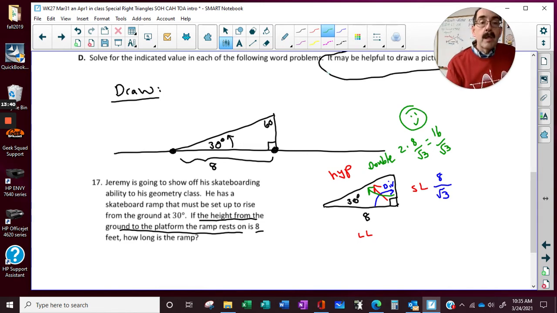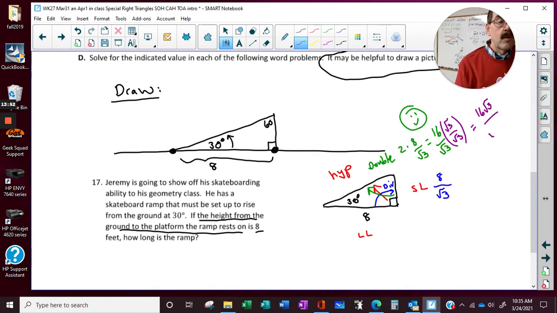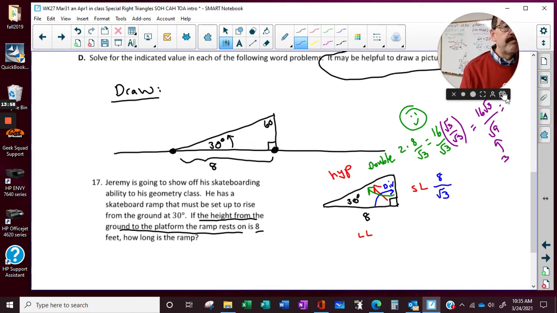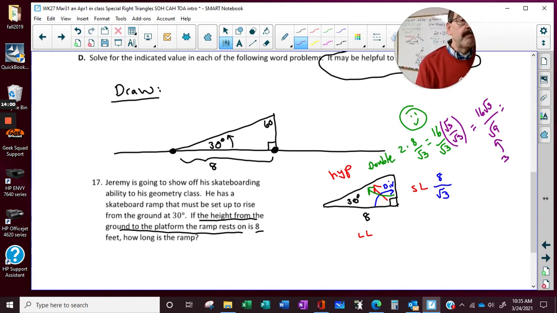Now real quick, because in time we're going to want you to know how to rationalize. We want to get rid of the radical 3 in the basement, giving us 16 radical 3 over radical 9, which is just a 3. So a better answer is 16 radical 3 over 3.